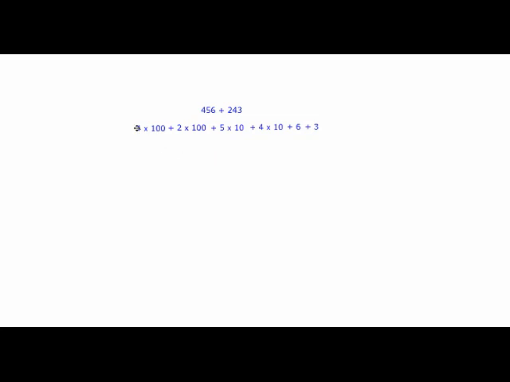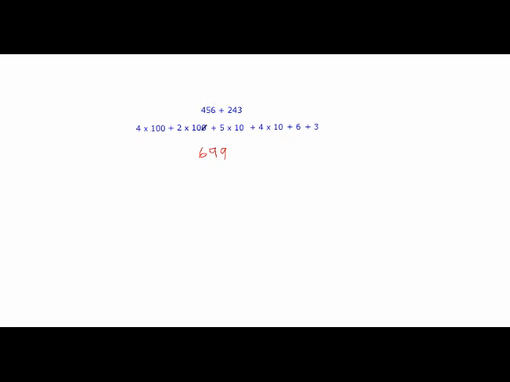But here we have 4 of the hundreds and 2 of the hundreds. Well, that's going to give us 6 hundreds. And here we have 5 tens, and we have 4 tens here. So 4 tens and 5 tens is going to give us 9 tens, and 6 and 3 are going to give us 699.